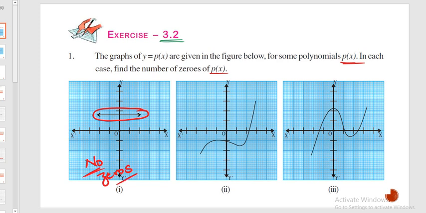Next, in this particular situation, what can we say? If you observe this particular point, here we have an intersection point. So what I can say? I have 1 zero for this case. Next, here 1, 2, 3. So there are 3 points of intersection. So what I can say? I have 3 zeros here.